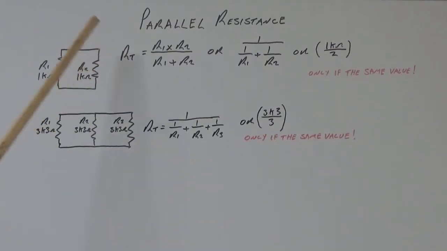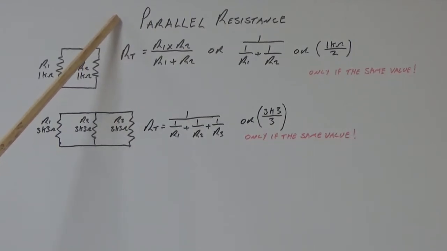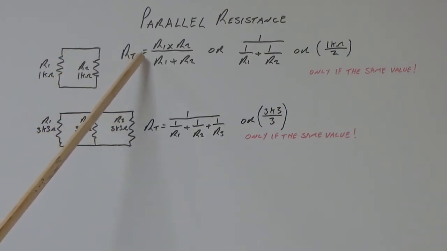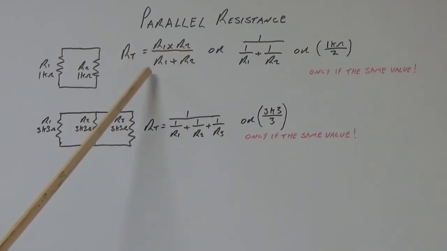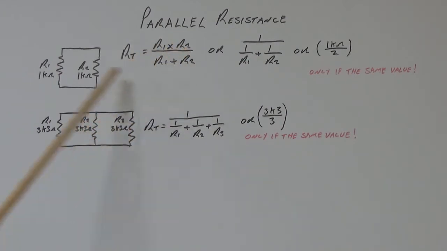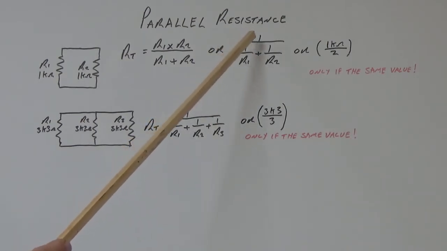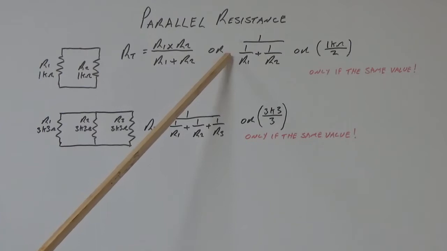So what we're going to have a look at here is parallel resistance. We've got two circuits, one with 2 resistors and one with 3 resistors. To work out the total resistance, it's basically R1 times R2 over R1 plus R2. Or you can use this formula here, which is 1 over R1 plus 1 over R2.